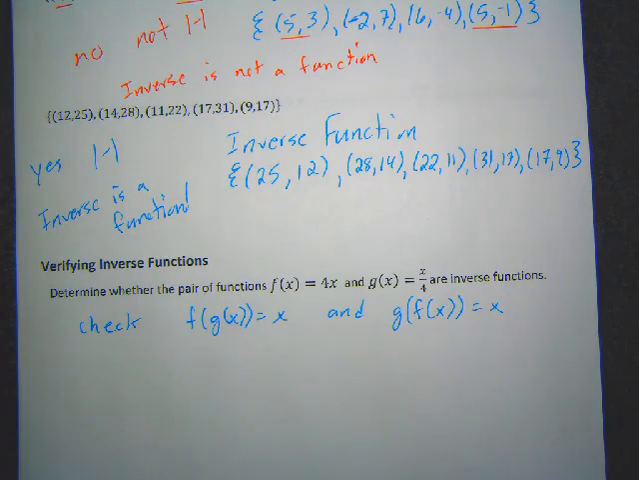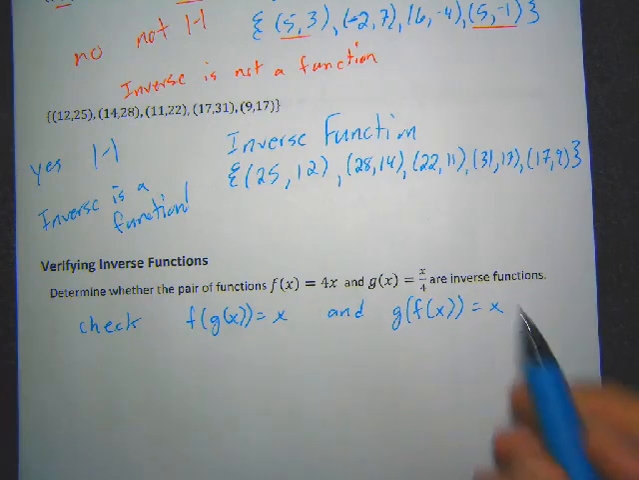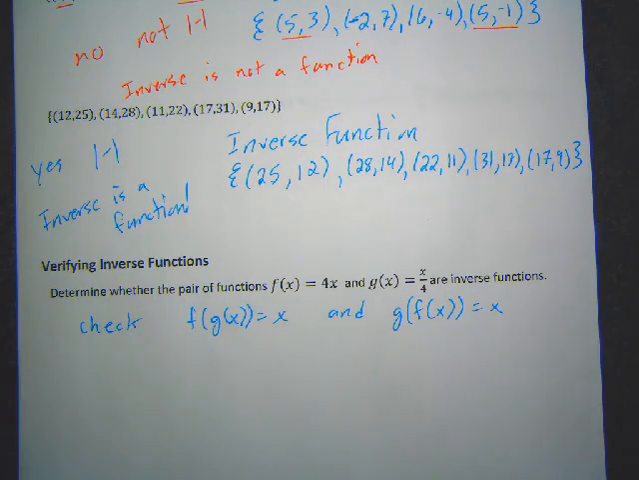In this case, you can notice that this function takes every x and multiplies it by 4, and this function takes every x and divides it by 4. And multiplying by 4 and dividing by 4 are opposites. So I can tell you now, before we even do the problem, that we're going to expect these to be inverse functions, because they are literally the opposites of each other.